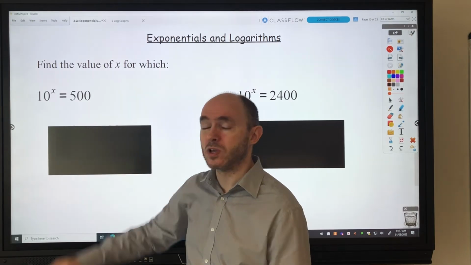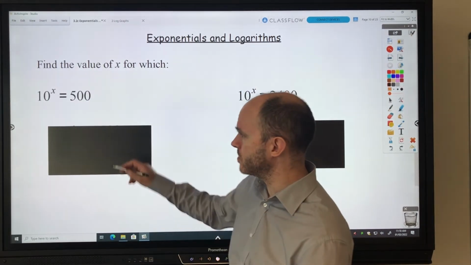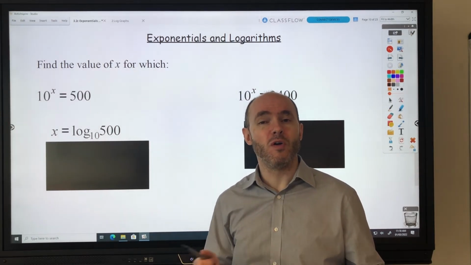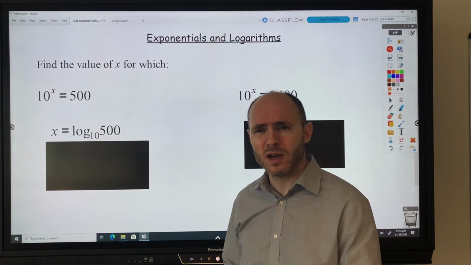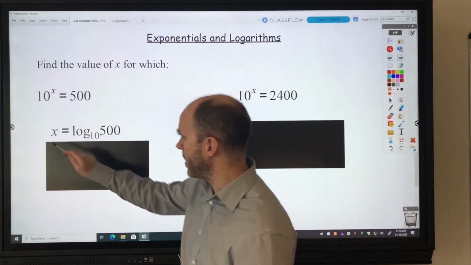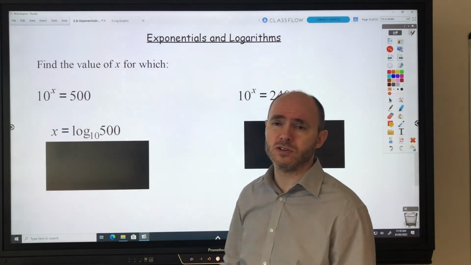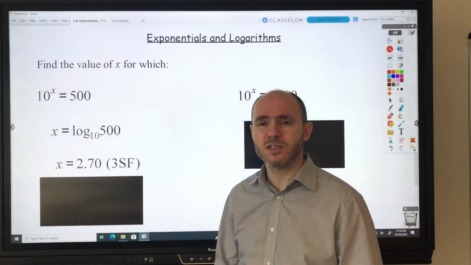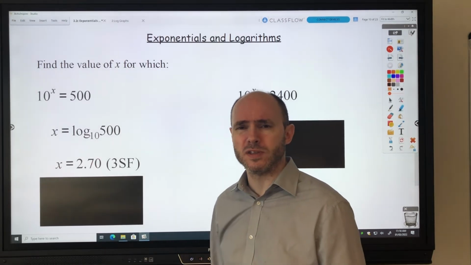With this, we can use logarithms. Okay, we can use logarithms to do it. So our first step is just do the inverse of 10 to the power of to both sides. The inverse of 10 to the power of is log base 10. So your x equals log base 10 of 500. And then you just type it in. Okay? And you get your answer, 2.70. I've rounded it to 3 significant figures for this one.